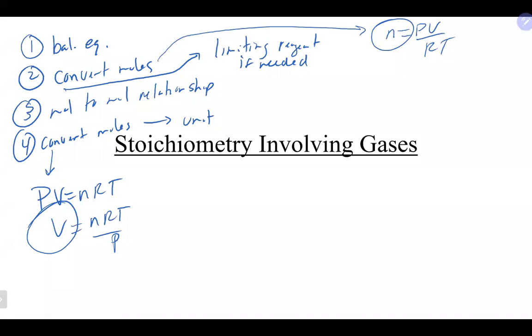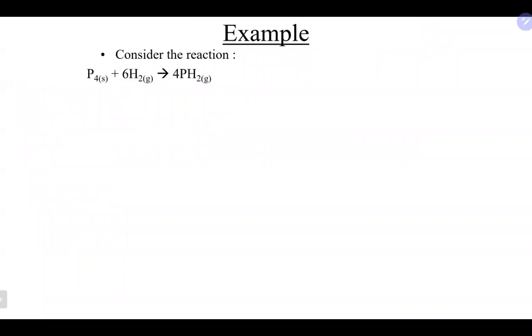You can also have a limiting reagent situation occur in a gas stoichiometry problem, and it's really the same situation as what we talked about earlier. If you have enough information for both reactants to get to moles, then you do need to do that extra step of figuring out the limiting reagent. If you don't have enough information to do that, you could assume it's a basic stoichiometry problem and just roll through these steps. So with that being said, why don't we try one here?